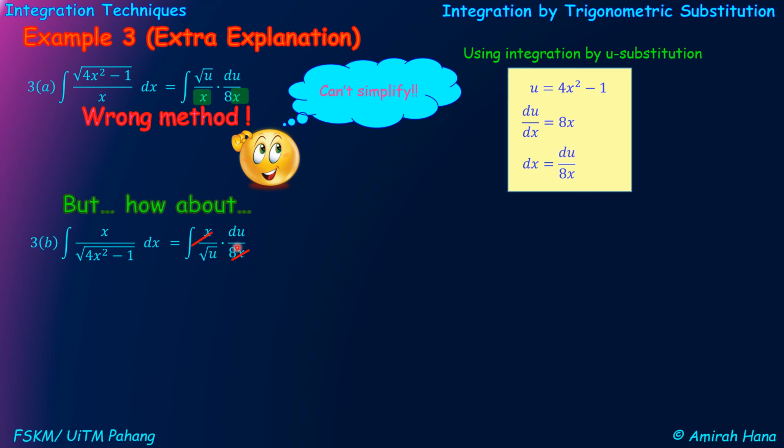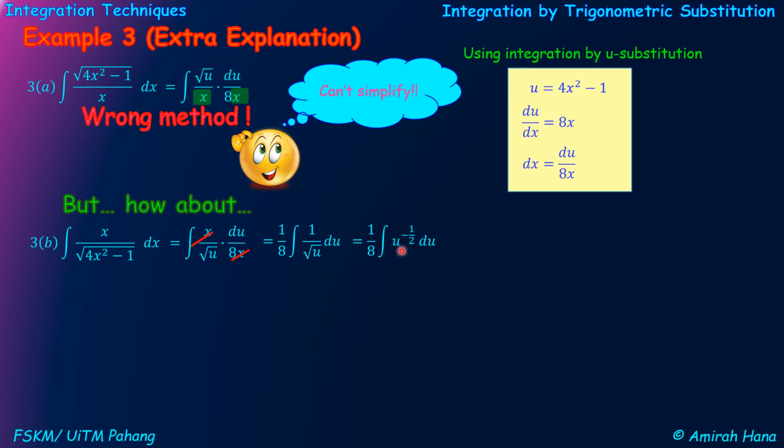Okay, from here, we have x in the numerator and x in the denominator, so we can simplify. After we simplify, we move the constant 1 over 8 out from the integration sign. So we have 1 over 8 integration of 1 over square root of u du. And we can write 1 over 8 integration of u to the power of negative half du. We write 1 over square root of u equals u to the power of negative half using the properties of indices.